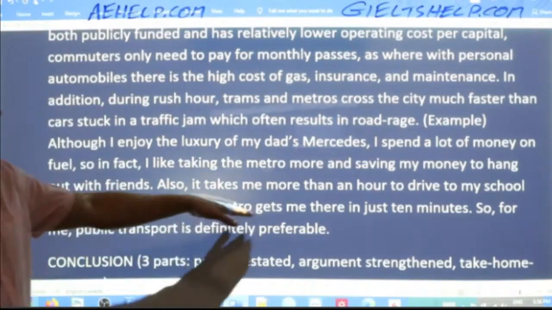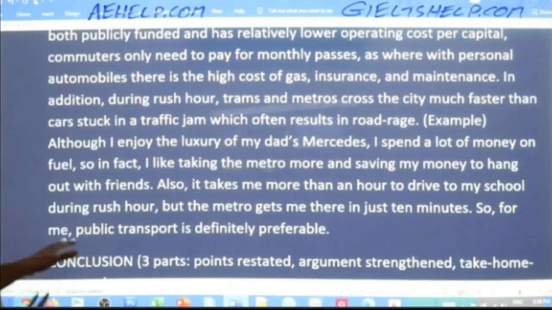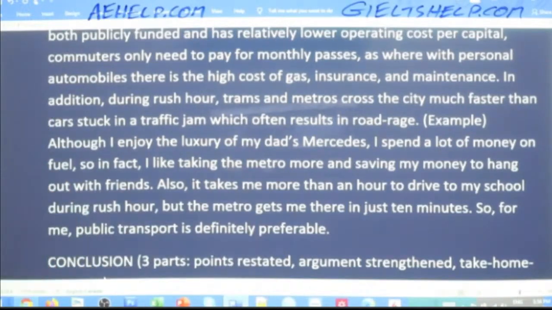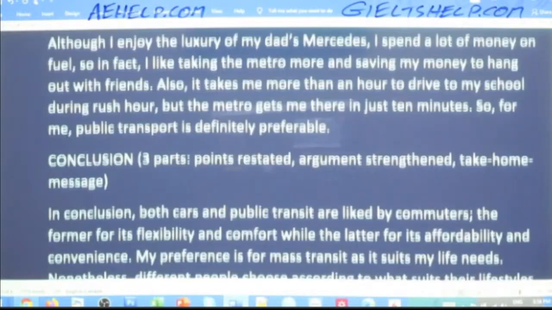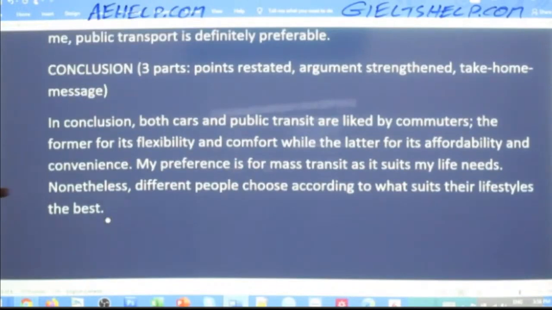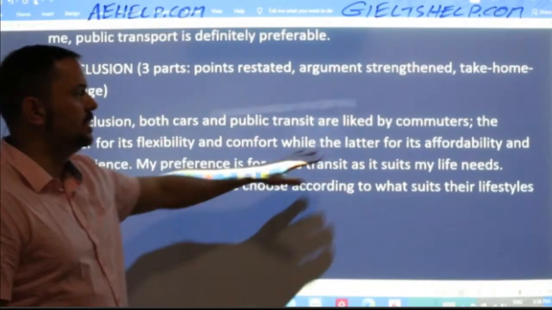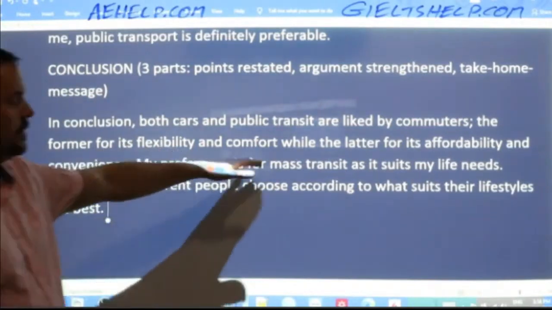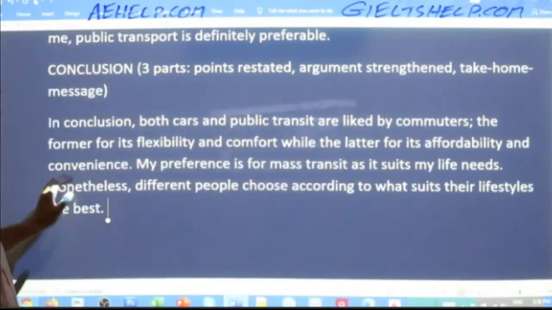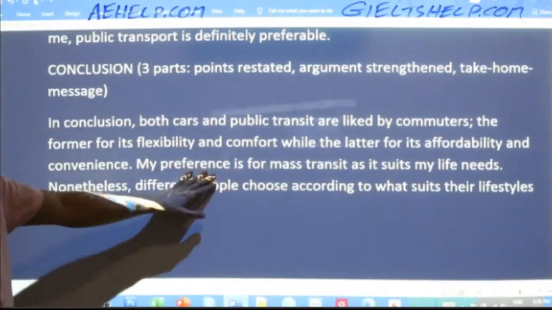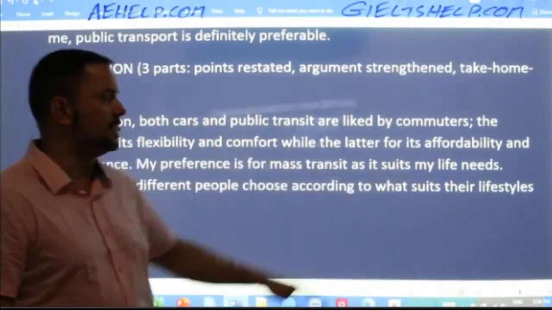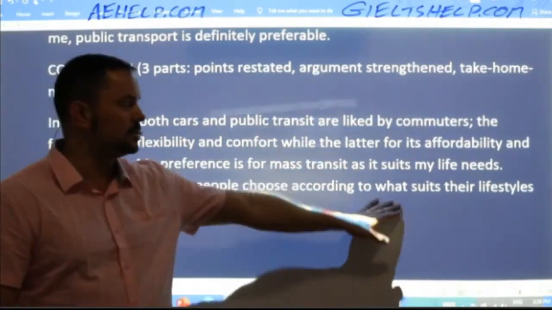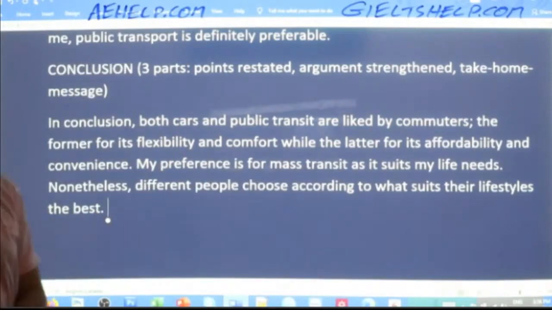Also, it takes me more than an hour to drive to my school during rush hour, but the metro gets me there in just 10 minutes. So for me, public transport is definitely preferable. In conclusion, both cars and public transit are liked by commuters, the former for its flexibility and comfort, while the latter for its affordability and convenience. My preference is for mass transit as it suits my life needs. Nonetheless, different people choose according to what suits their lifestyles the best.